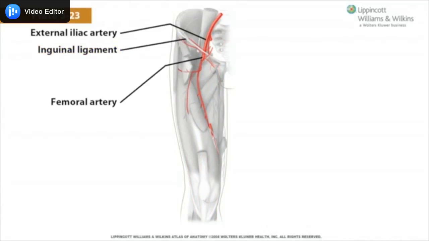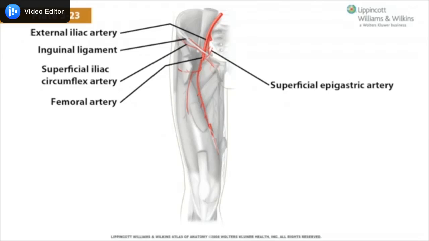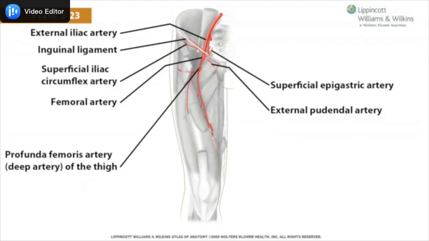The femoral artery enters the femoral triangle, which will be described in a moment, and quickly gives off three branches: the superficial iliac circumflex artery and the superficial epigastric artery supply superficial parts of the inferior abdominal wall. The external pudendal artery runs medially to supply the superficial part of the perineum. The femoral artery next gives off a large branch, the profunda femoris artery, or deep artery of the thigh, that dives deep into the anterior compartment of the thigh.